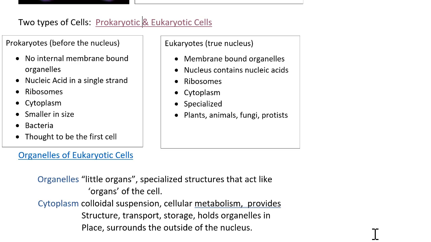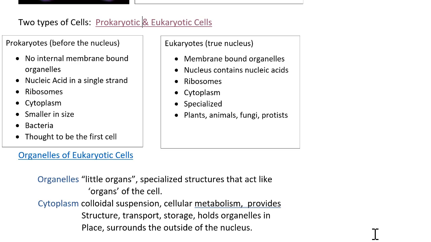It's also going to help provide structure. It's going to give that cell shape, and this is where transport of materials will happen. Storage of nutrients and compounds will occur. In eukaryotic cells, it'll hold the organelles in place. And then it's also going to surround the nucleus. But in prokaryotic cells, that cytoplasm is just going to be a suspension that will be used as storage and holding things and giving shape.